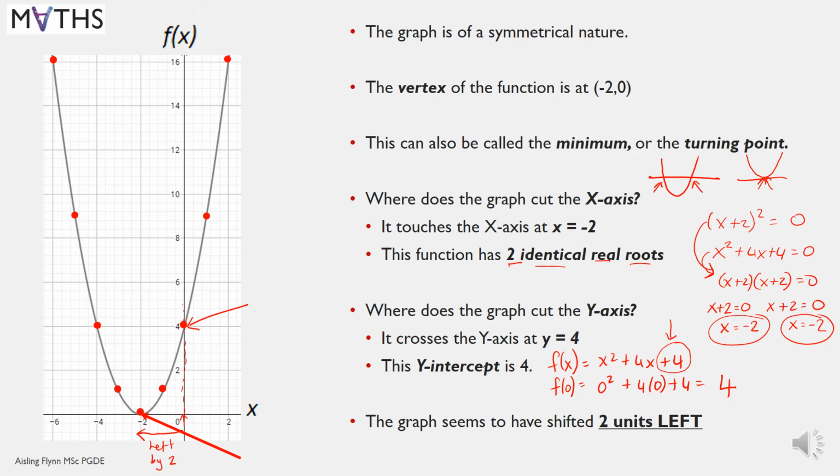And all in all, this graph seems to have shifted 2 units left when our function was x plus 2, all squared. 2 units left. So this plus 2 in here gave the result of shifting it left by 2.